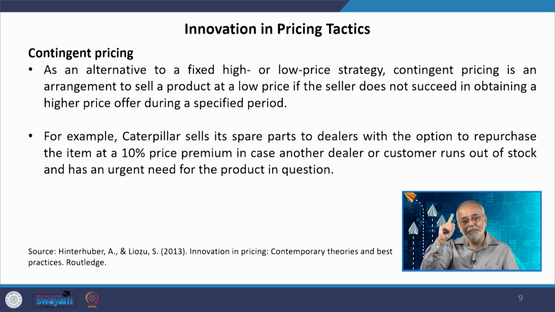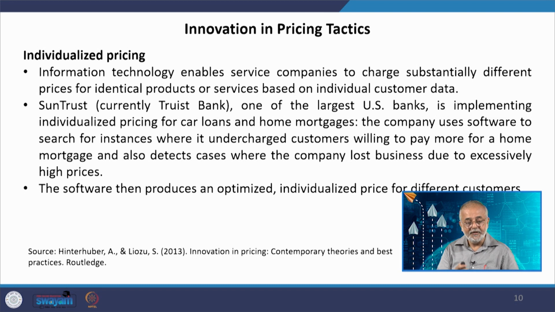When we talk about integrated marketing communication, you would realize that it keeps on giving strength to the product and the brand itself, and that can enable this kind of a thing as well. For example, Caterpillar sells its spare parts to dealers with the option to repurchase the item at a 10% price premium in case another dealer or customer runs out of stock and has an urgent need for the product in question. That way you reduce the inventory cost as well, and you can keep on moving parts to wherever the demand is, and in the process your value chain partner also benefits.